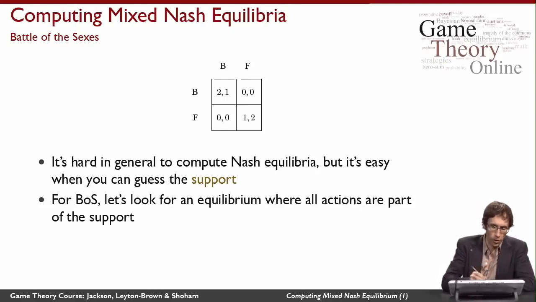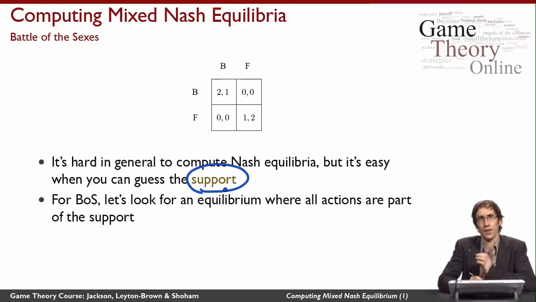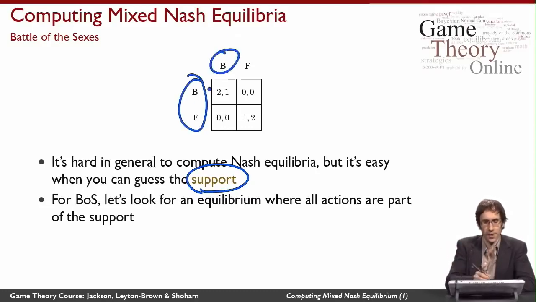So recall what a support is. A support is the set of pure strategies that receive positive probability under the mixed strategy of the players. So an equilibrium support is a set of actions that occur with positive probability. For example, that might be the support of an equilibrium.